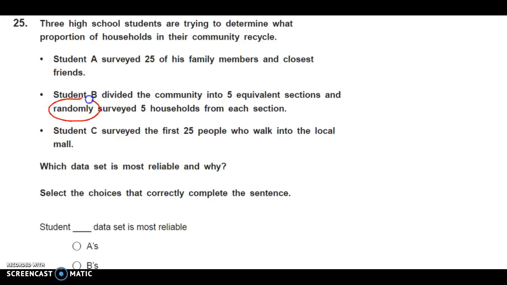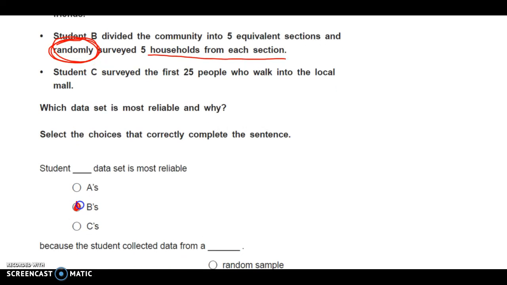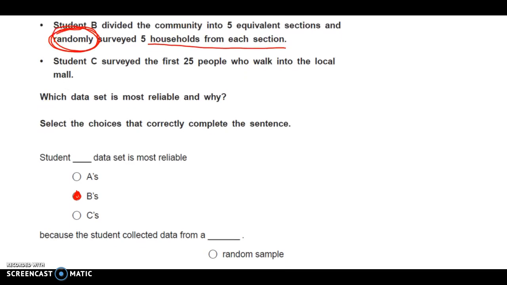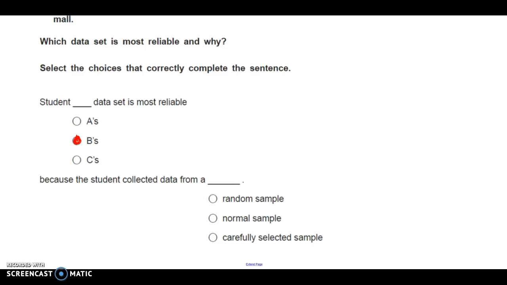Student B divided the community into 5 equivalent sections and randomly surveyed. That's always a good word to hear in statistics. Randomly is a good thing. 5 households from each section. And then student C surveyed the first 25 people who walked into the local mall. So pretty obvious here that option B is the best, most reliable data, very close to a random sample, which is the answer to the next one here, random sample.